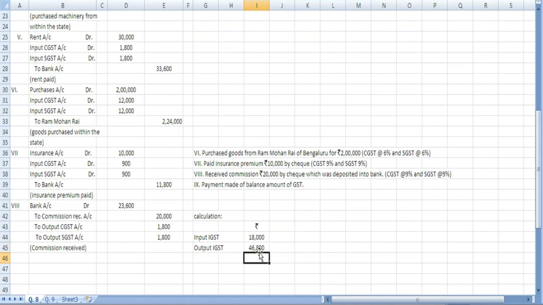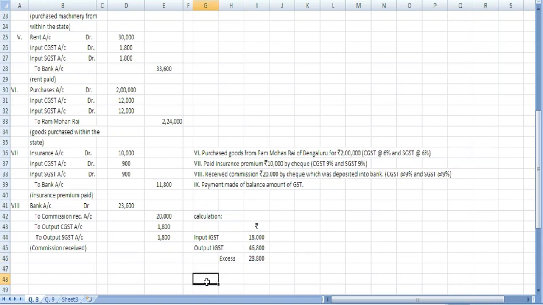So here the output was 46,800. Now output, which means the amount that we have collected is more, that means we are liable to the government, because at the time of purchase we had paid only 18,000. So when we minus 46,800 and 18,000, we get 28,800. So this is our excess. Excess of what? Excess output IGST.